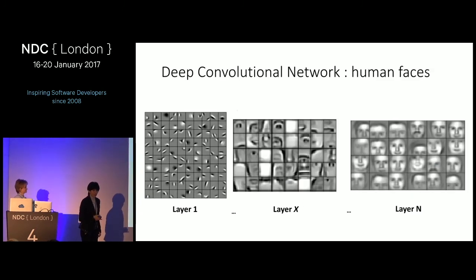This is a convolutional network trained on faces. And this is the first layer, and you can see some indistinct spots and edges and I don't know what. But the last layers are clearly looking like human faces. And I think this is cool.